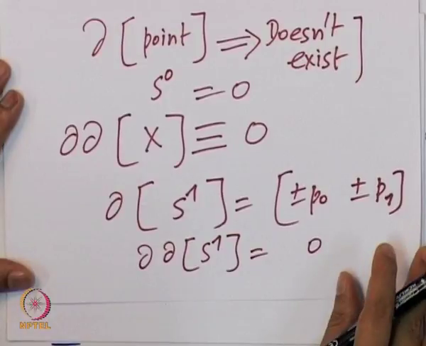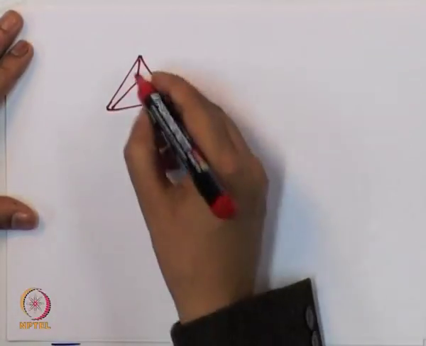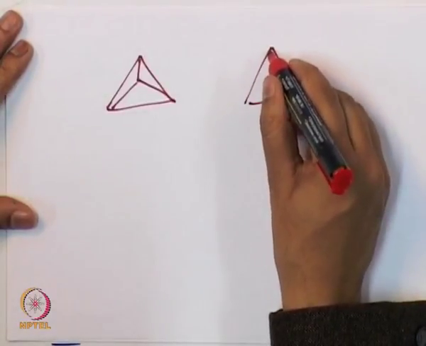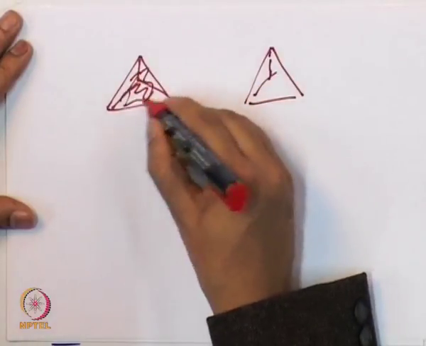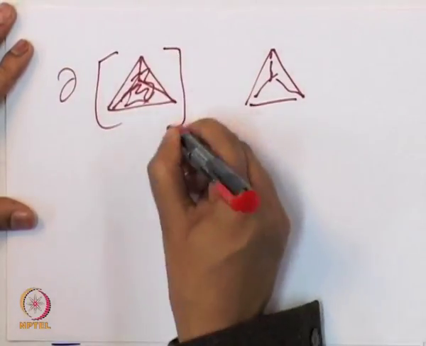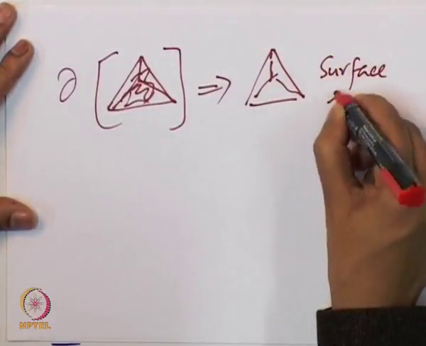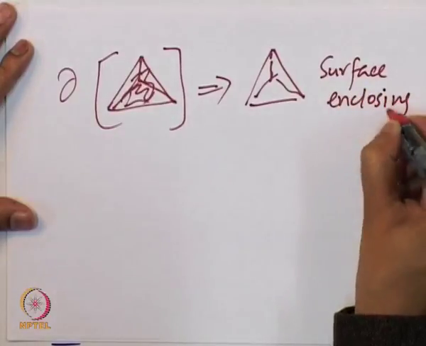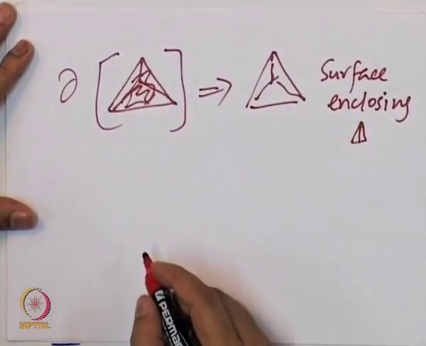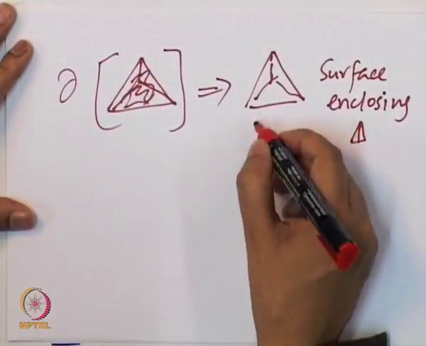Second thing is, if you take, let us say, a tetrahedron and you are doing the boundary operator on the tetrahedron, what you will get is a closed volume. Let us say this is the surface. So I am doing the boundary on this one and I am just getting the surface of this. So this is the surface enclosing this tetrahedron. What happens now is, when I do again the boundary operator on this one, I will get a 0.